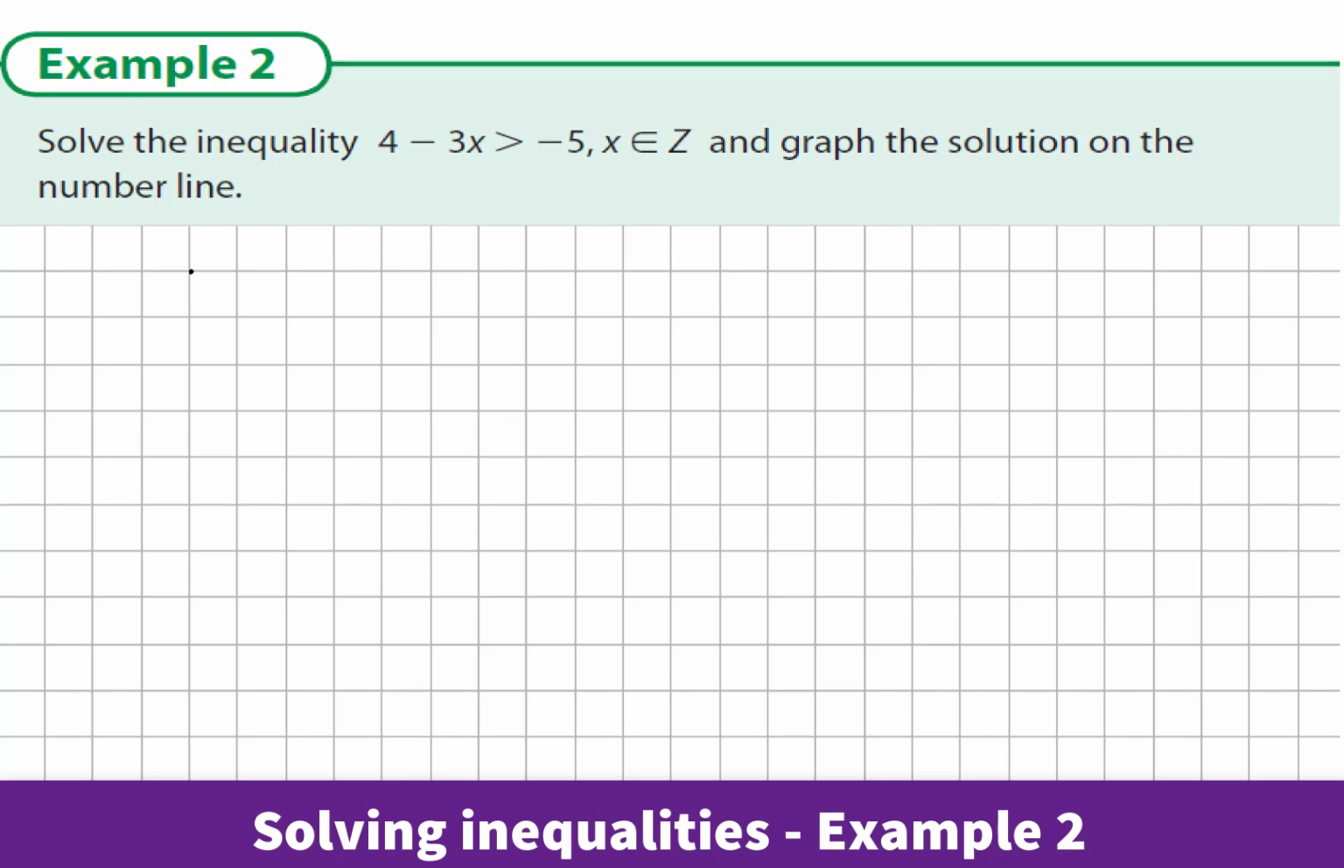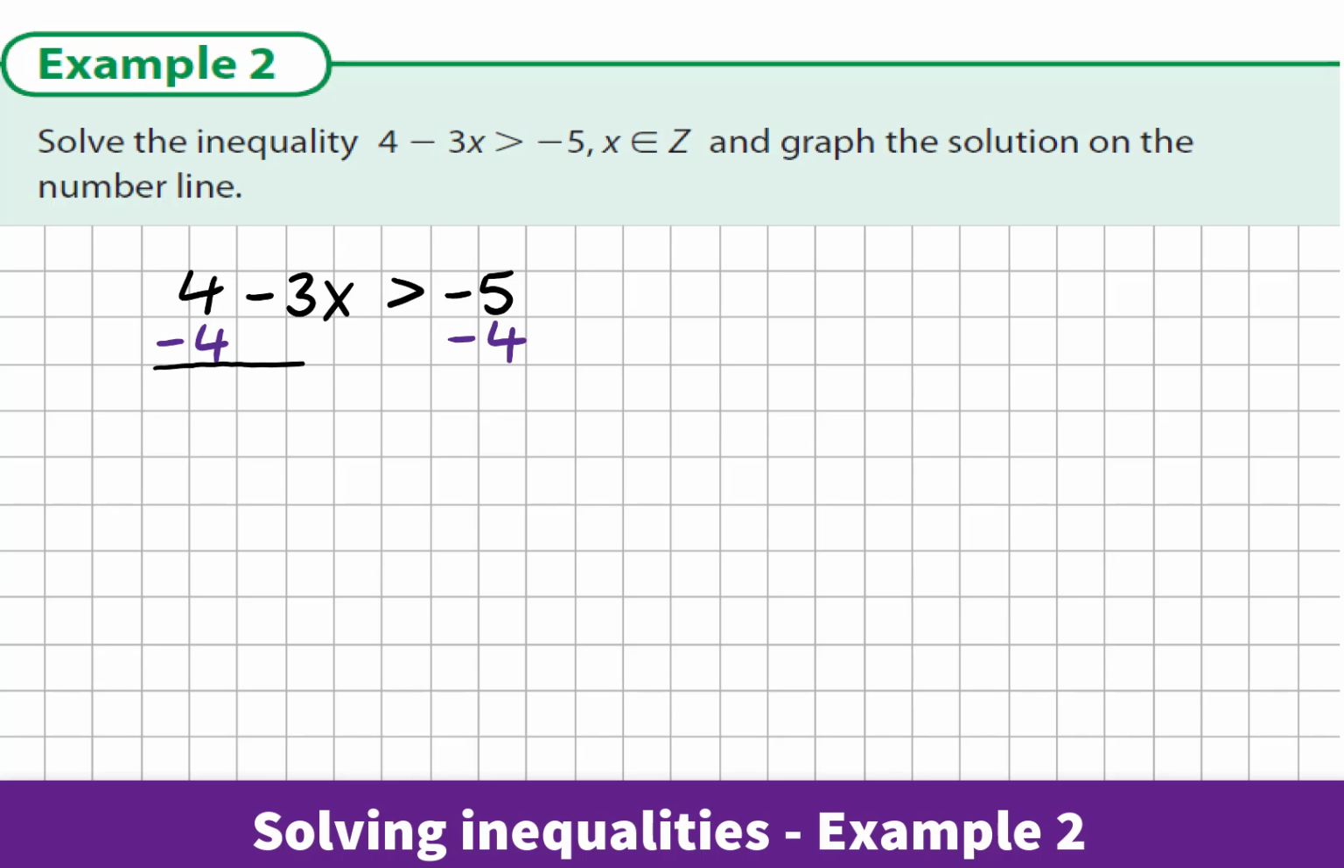Solve the inequality that 4 minus 3x is greater than negative 5, and x is an element of Z, which means it's an integer. Okay, in this problem we have a negative x on the left hand side, which makes it more complex. But let's start off by taking 4 from both sides.